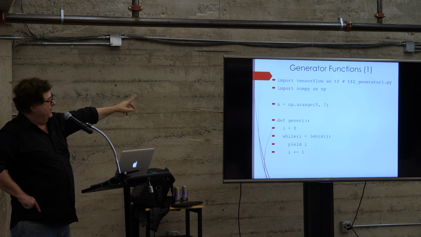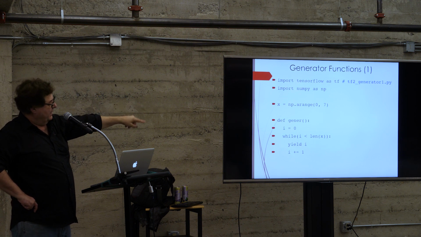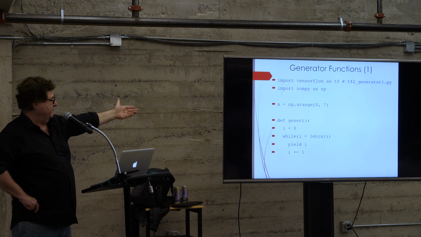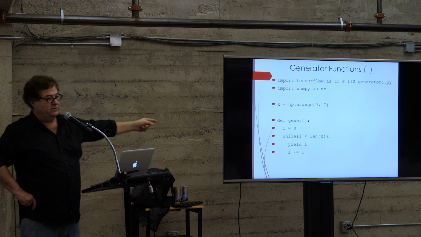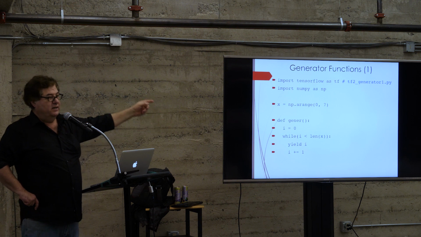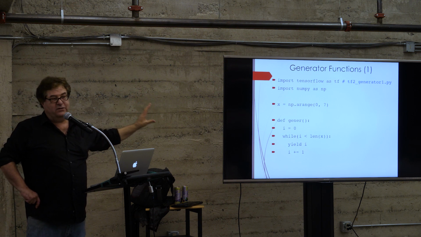And you notice here we have a variable initialized as 0, and we do a while i is less than the length of that, which is 7. And now you see that yield statement, and then i plus equals 1? This does not execute the entire loop.